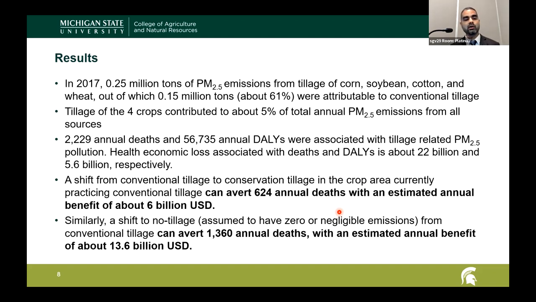What we also found was if there's, let's say, a theoretical shift from conventional tillage to a better tilling practice, conservation tillage, then we can avert around 624 annual deaths with an estimated annual benefit of around $6 billion. Similarly, a shift to no tillage will lead to aversion of 1,360 annual deaths with an estimated annual benefit of around $13.6 billion.